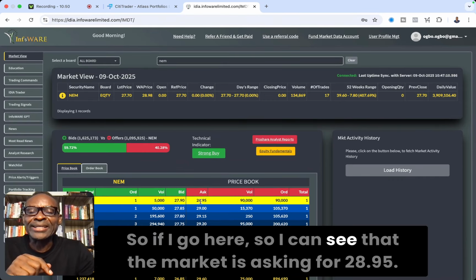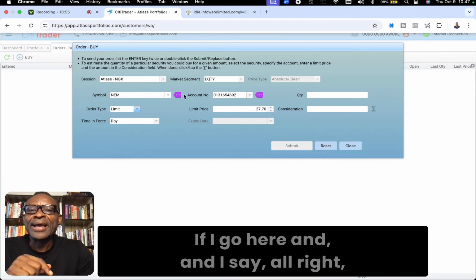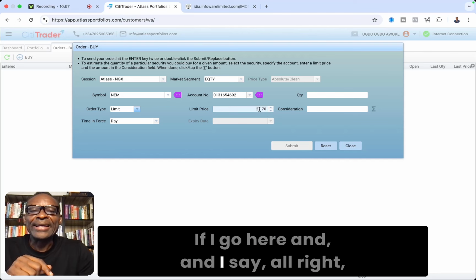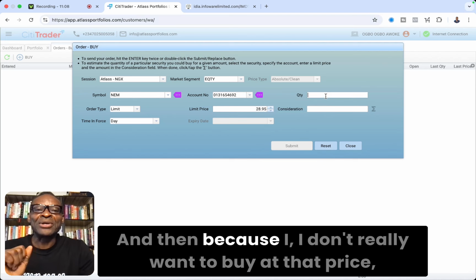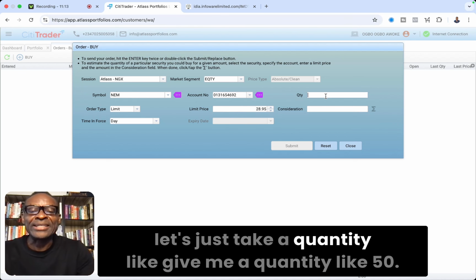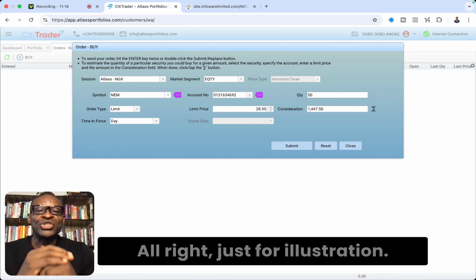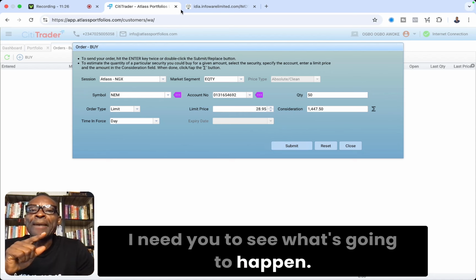So if I go here, I can see that the market is asking for 28.95. If I go here and I say, all right, let me buy 28.95 just for illustration purposes. And because I don't really want to buy at that price, let's just take a quantity like 50. All right, just for illustration. And as I submit this order right now, I need you to see what's going to happen.